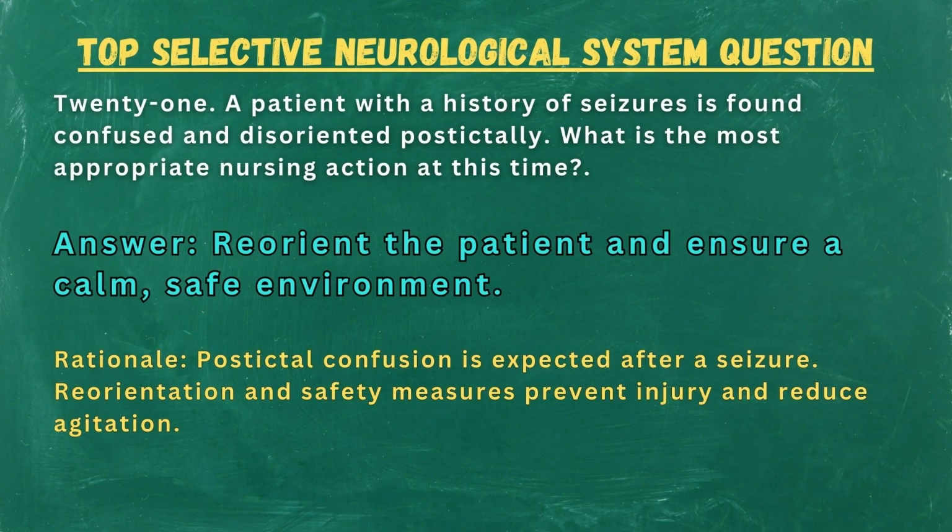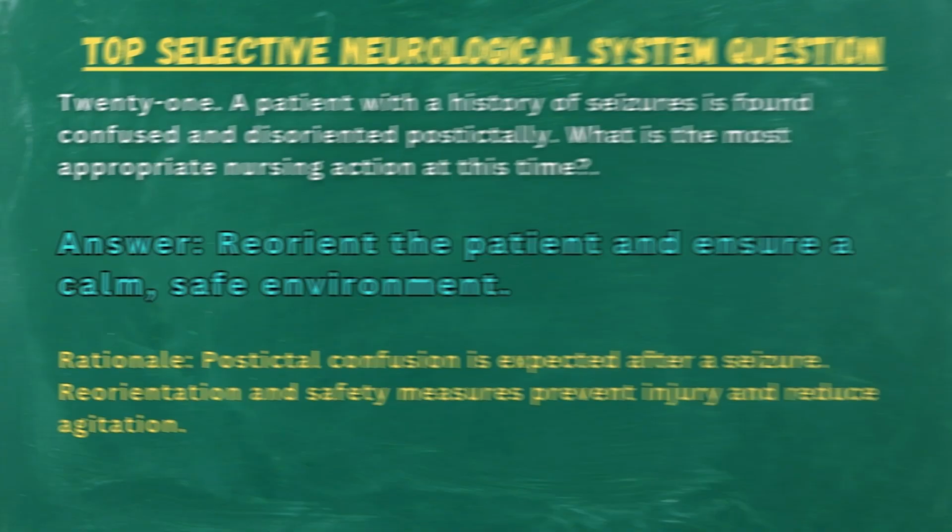21. A patient with a history of seizures is found confused and disoriented postictally. What is the most appropriate nursing action at this time? Answer: reorient the patient and ensure a calm, safe environment. Rationale: postictal confusion is expected after seizure. Reorientation and safety measures prevent injury and reduce agitation.